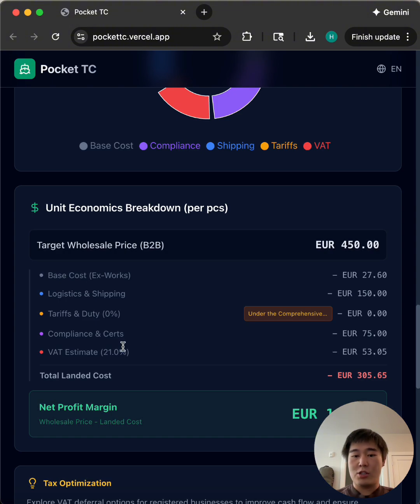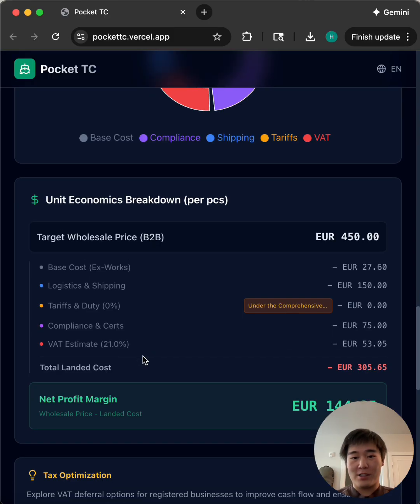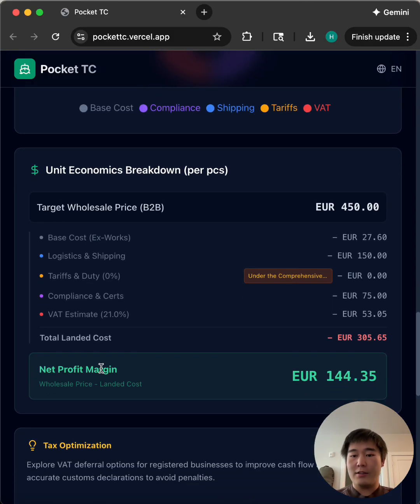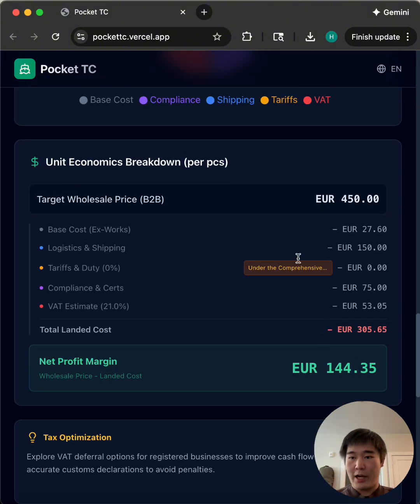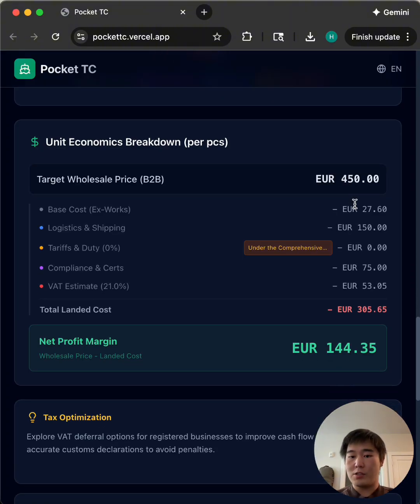And there's also something called VAT here, which is charged by the EU at about 21%. So that's pretty high, surprisingly, I would say. In the end, the net margin is about 144 euro after all. I don't know how that sounds to you, but I think it's pretty okay. And we also have the target wholesale price. That's an estimate of the wholesale price in Europe, or in Belgium, $450.